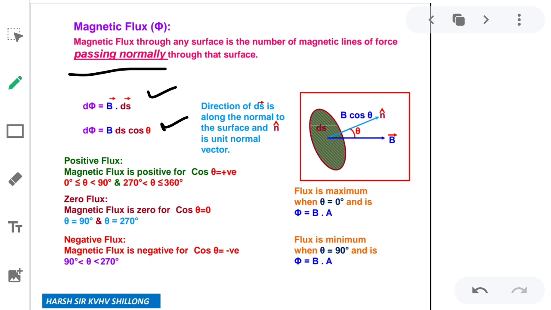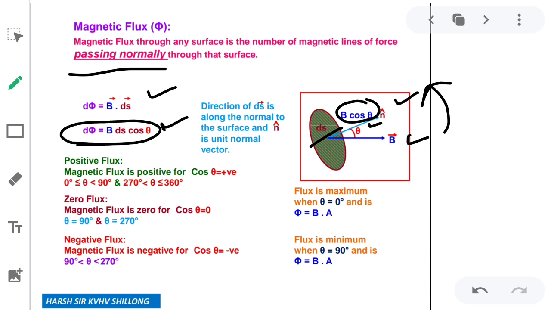We have taken a small area, that is dS. The area vector is given by n cap, normal to the area. B vector is at angle θ with the area vector. So we take the component of the B vector along n cap, which is B cos θ. The product of B cos θ and the dS magnitude gives the total flux passing through the surface. And cos is nothing but a dot product, so we write it as B vector dot dS vector.